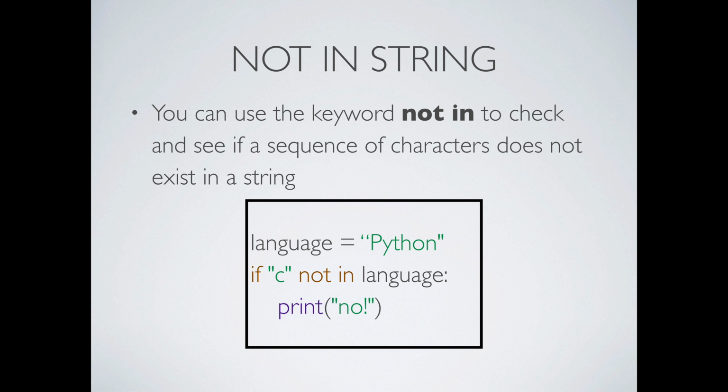Very similarly, you can use the Python keywords not in to basically check and see if it's not in the string, right? So this will return true if the substring is not in the string. So in this case, C is not in language, right? Because the language, again, is still just Python. So this will be true, which will print no. So you have in and not in, two sort of easy ways to check if something is within a string or not.